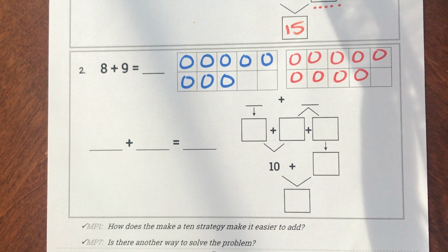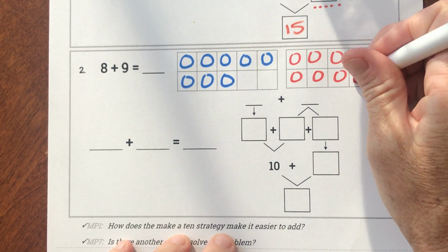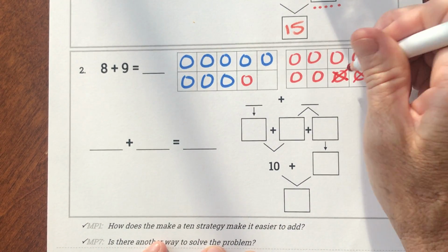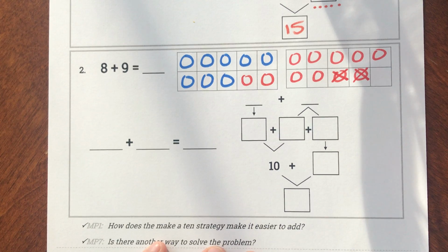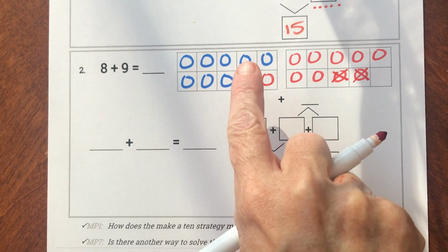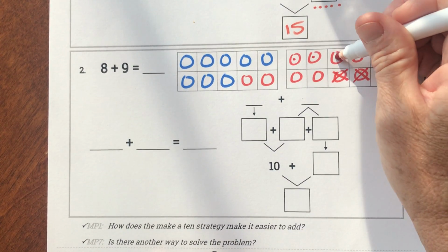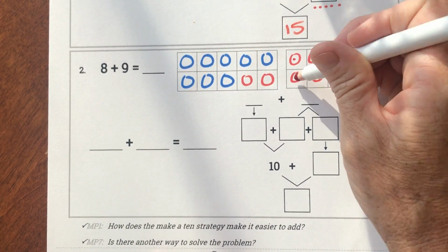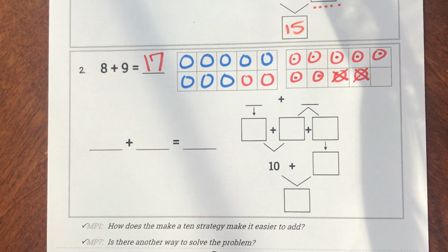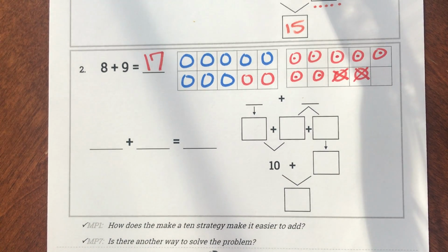Okay, so remember my goal is to have at least one of these full. So I'm going to take this one away and put it there. I'm going to take this one away and put it here. And now I have one full base 10 frame. So now I can say, boys and girls, I can say 10, 11, 12, 13, 14, 15, 16, 17. So my sum is 17. So I can use that counting on strategy.